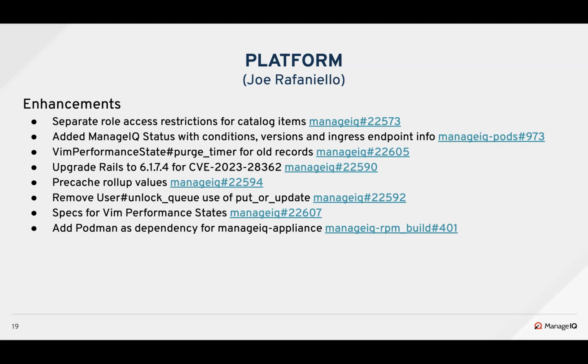Next, Keenan added performance improvement through pre-caching metric rollup values, and he has some follow-up PRs that will be coming in the next sprint. Keenan removed another reference to the complicated or not highly performing put or update, and this time it was in the user unlock queue. Keenan also added specs for Vim performance states, and Adam added Podman as a dependency for the ManageIQ appliance. Next slide, please.